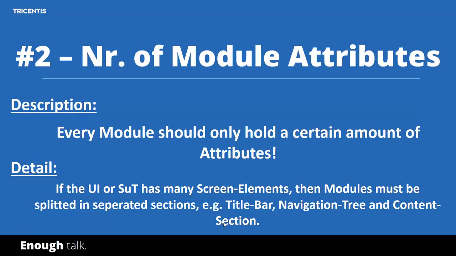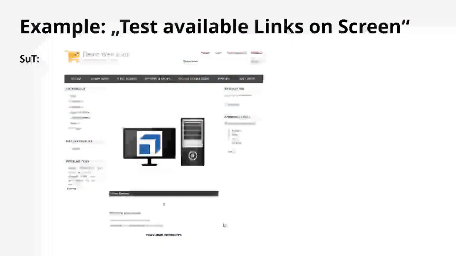Because if you want only to click on one link on the screen and you have a list of 30, 40 or more module attributes, you will always need to search for what you want to do. So if you have many screen elements, then we recommend that you even split up one screen into multiple submodules based on the business area that you're working in. Let me give you a quick example.